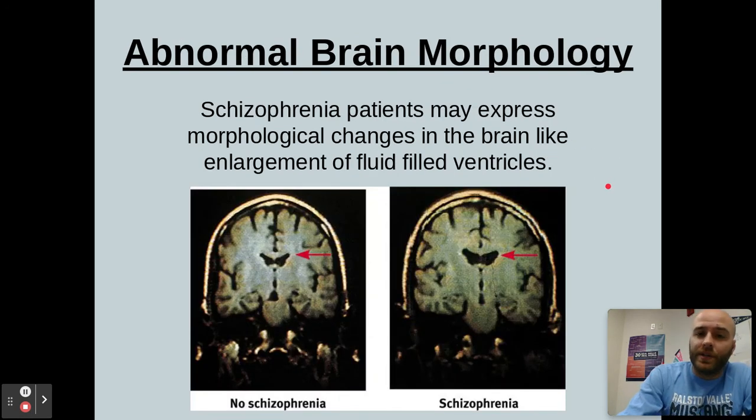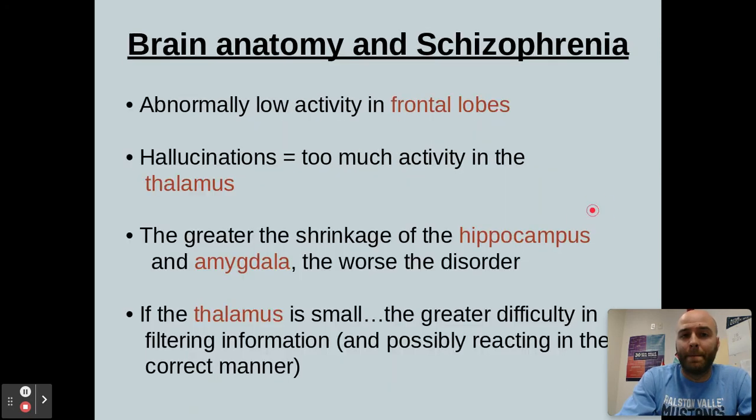Some additional abnormal brain morphology. Schizophrenic patients may express morphological changes in the brain, like the enlargement of fluid-filled ventricles. One of the biggest correlations is that in someone with no schizophrenia, this ventricle in the center of your brain, which is usually filled with fluid, is much smaller compared to one with schizophrenia. So that's an easy, identifiable brain marker when looking into diagnosing schizophrenia.